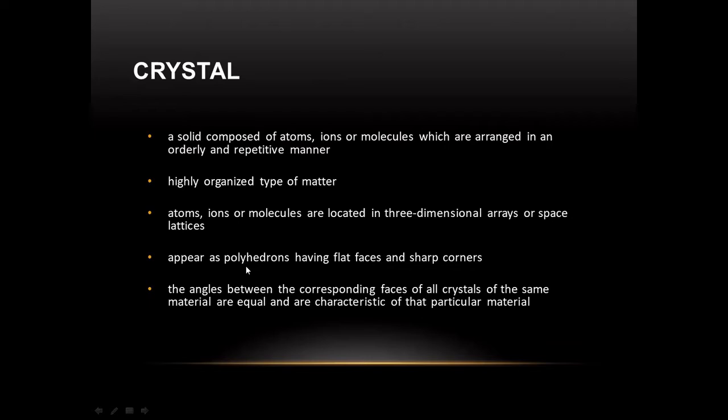So if you look at these crystals under the microscope, they are composed of ions or atoms located in three-dimensional arrays. Now, they appear as polyhedrons having flat faces and sharp corners. And if we think of crystals coming from the same material, the angles between the corresponding faces of all crystals are said to be equal and are characteristic of that particular material.